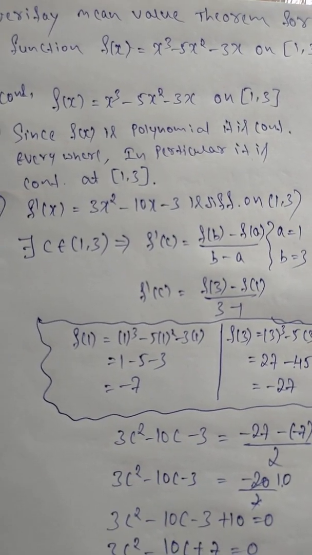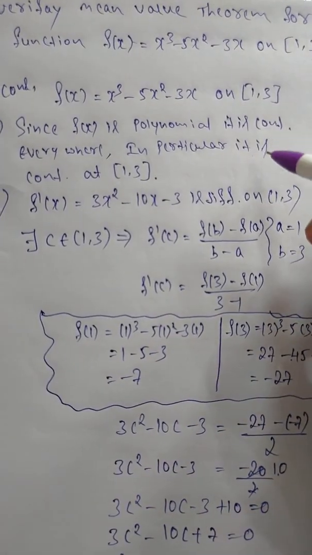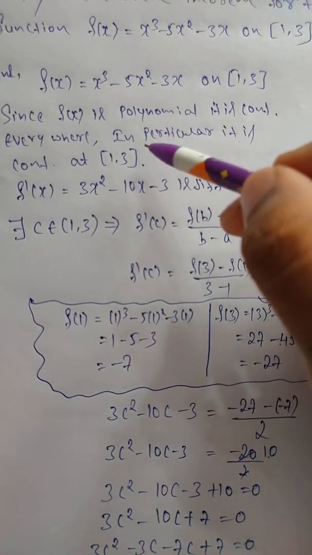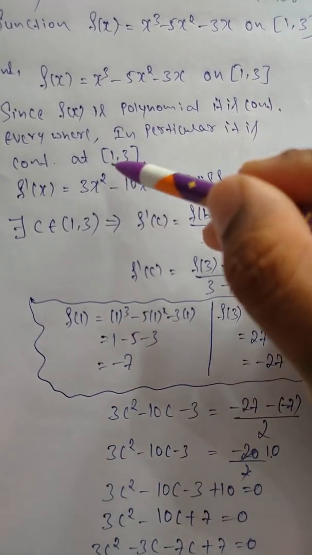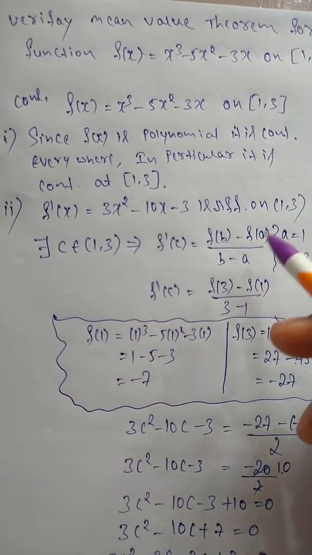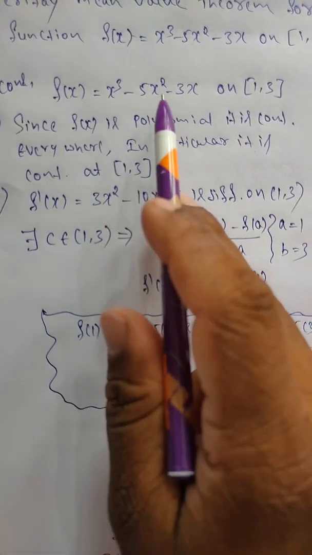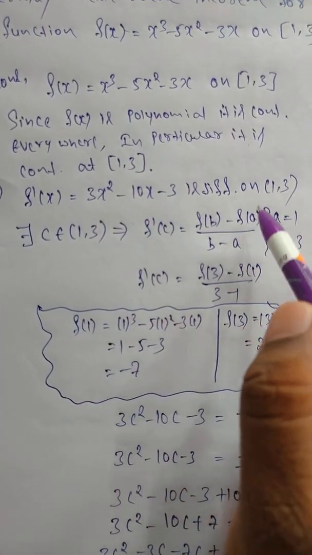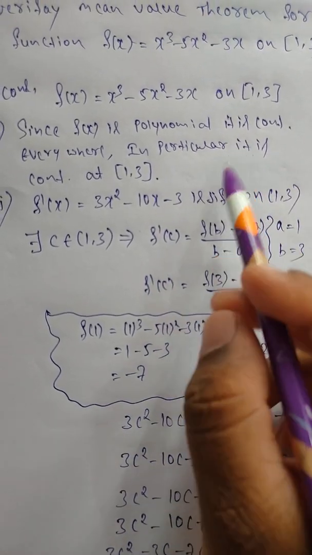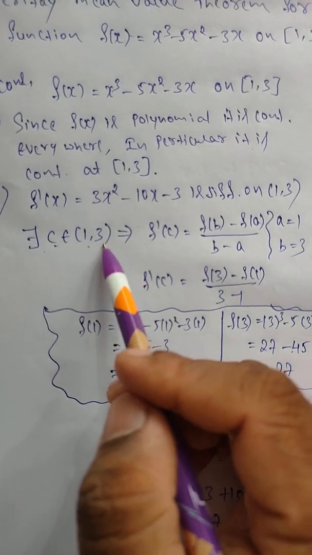Continuity and differentiability. For the continuity, you write: since f of x is a polynomial, it is continuous everywhere. In particular, it is continuous on the closed interval 1 comma 3. Now the second point: f dash of x, the differentiation, is 3x square minus 10x minus 3, which is differentiable on the open interval 1 comma 3. If these two conditions are satisfied, then there exists a c, c belongs to the open interval 1 comma 3.